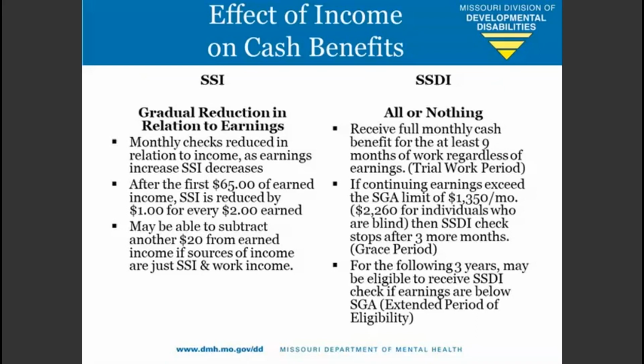SSI is going to reduce $65. They call that the earned income exclusion. If that's the only other income source that the person has besides SSI, so if the person's got SSI and then they're also getting work income, they may have an additional $20 subtracted from their work income. Then whatever's left, for every $2 they earn, their SSI is reduced by $1. So we usually tell people you figure about half of your work income is going to impact your SSI benefit.